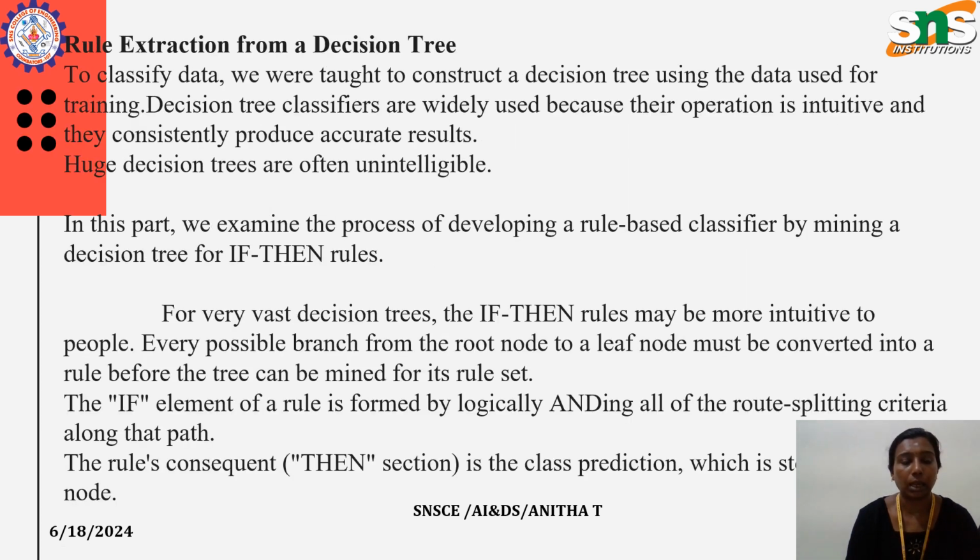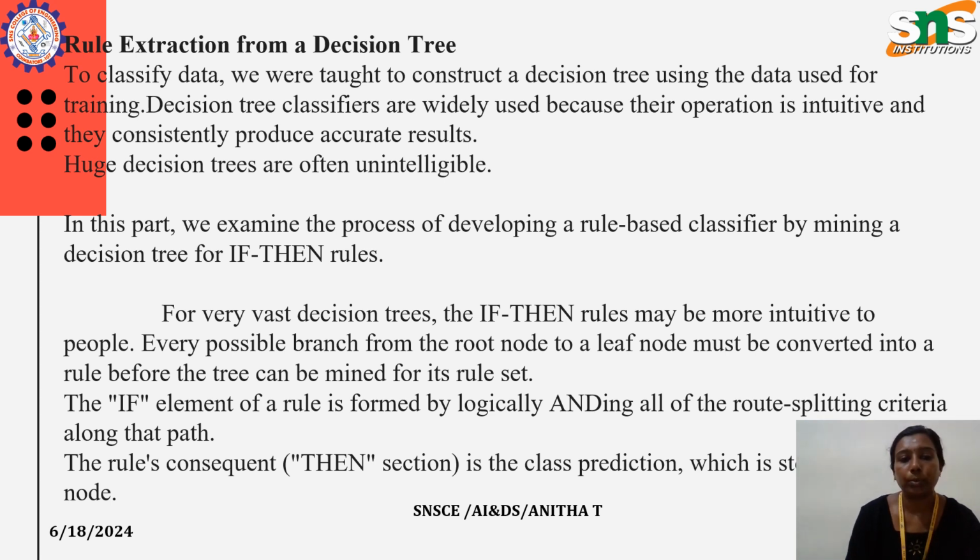Next, coming to rule extraction from a decision tree. To classify data, we construct a decision tree using the data used for training. Decision tree classifiers are widely used because their operation is intuitive and they consistently produce accurate results. Huge decision trees are often hard to interpret. In this part, we examine the process of developing a rule-based classifier by mining a decision tree for if-then rules. For very vast decision trees, if-then rules may be more intuitive to people.